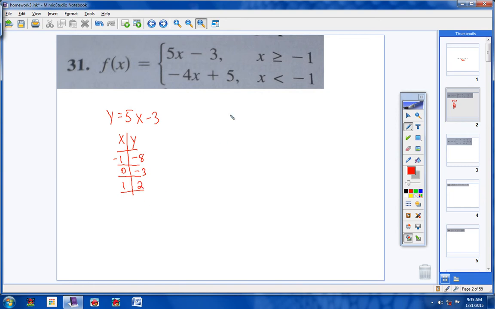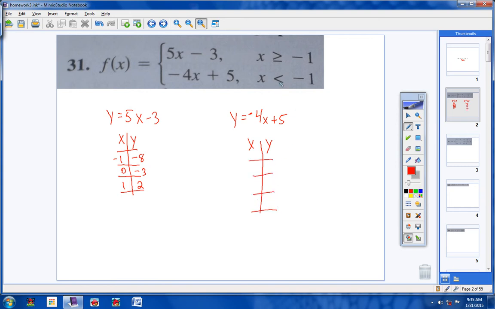All right, now, our other function is this. It's called a piecewise function because it comes in 2 different pieces, or sometimes 3 or 4 pieces. Now, this is also a linear equation. You should recognize that right away. So we're going to throw 3 points up here.